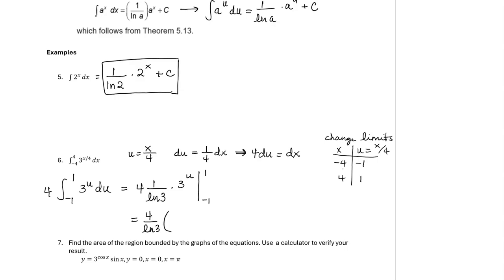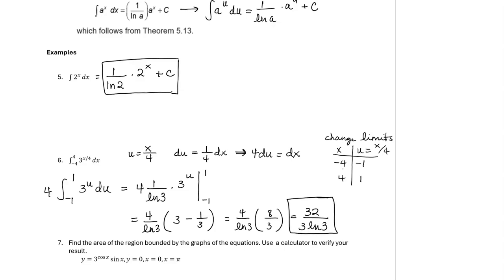I'm now applying the fundamental theorem of calculus. I will have 3 to the first power, which is simply 3 to the 1, minus 3 to the -1 power, which is simply 1/3. 3 minus 1/3 is 8 over 3. So we have 4 divided by natural log 3 multiplied by 8/3 to give us a final answer of 32 divided by 3 natural log of 3.